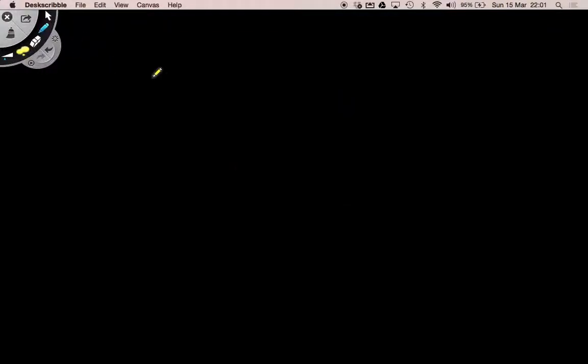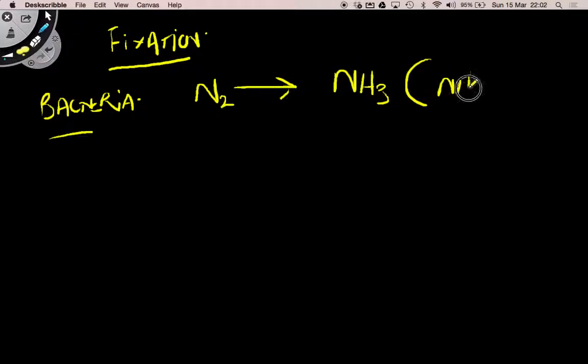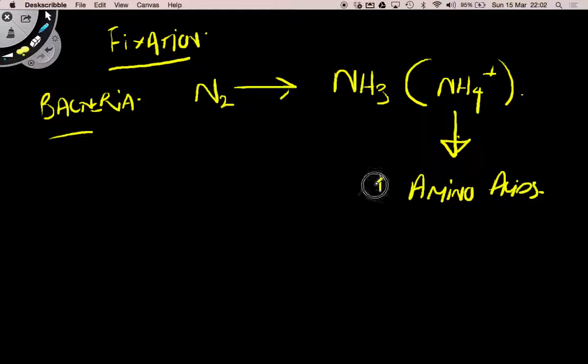The first one being fixation. Fixation is a really interesting process because it's done by bacteria. What they're able to do is take N2 and convert it into NH3, or the ammonium ion. And this is important for those bacteria because by making the ammonium ion, this then provides a route for them to be able to make amino acids for themselves, as well as proteins and DNA.